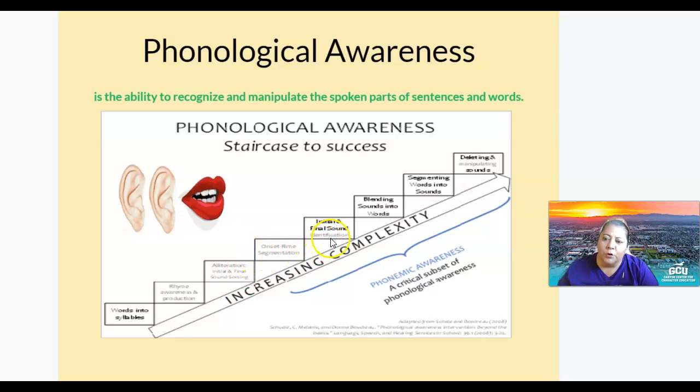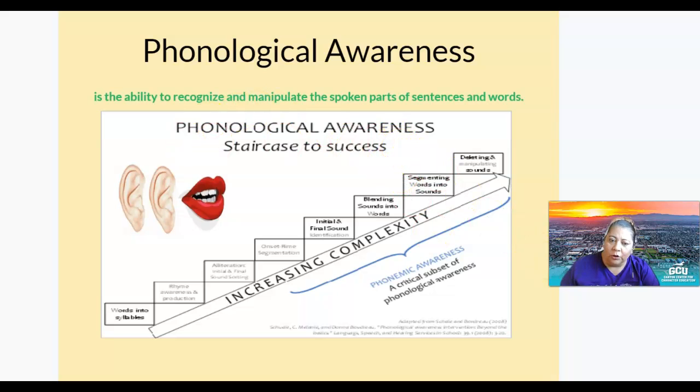And as we move through this phonological awareness, we go into these next steps of initial, final sounds, the leading sounds, segmenting, blending. These 4 steps are the phonemic awareness process. And this up here, as you can see, this phonemic awareness process, I just want you to remember that phonemic awareness is a subset of phonological awareness.